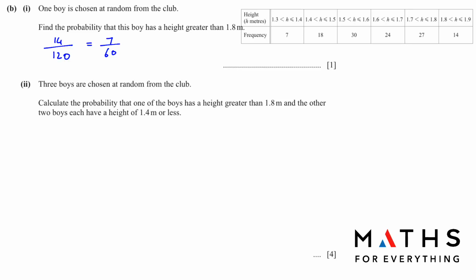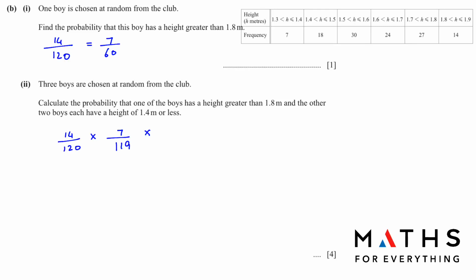Let's suppose the first boy has a height greater than 1.8 meter. So how many boys have height greater than 1.8 meter? 14. And the probability we already found on the top, 14 over 120. The second boy has a height of 1.4 meter or less. That is 7. Remember, one boy has already been chosen. So out of the 120 boys, now how many boys are remaining? 119.